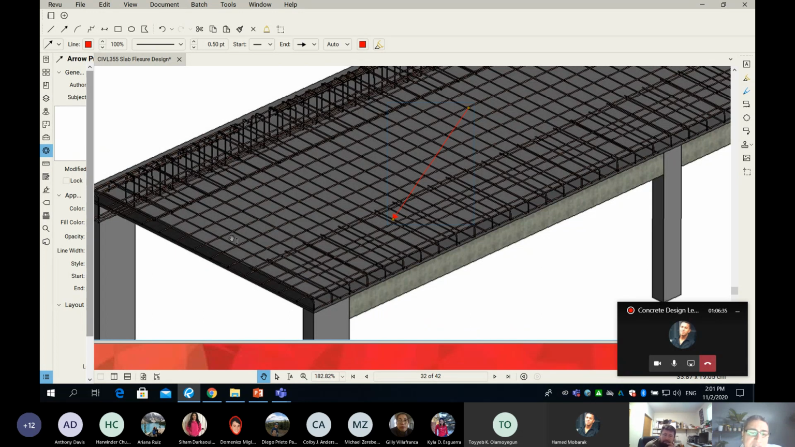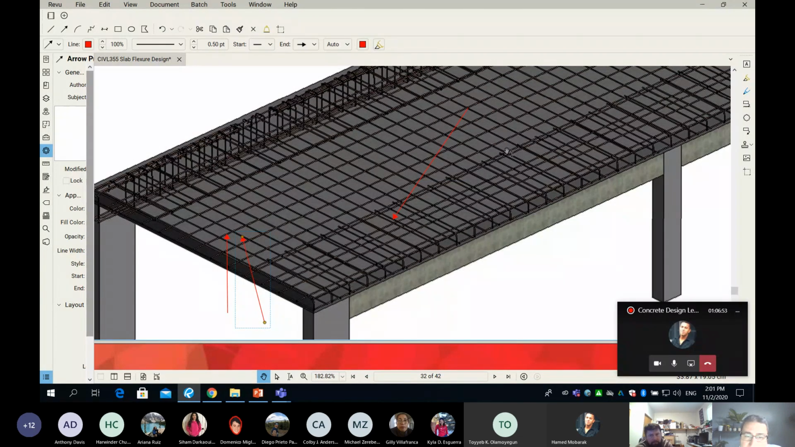And then finally, this one here is your transverse. This one is a transverse, and this one is the main. Does it make sense for you? The main will go into the main direction, and the transverse will go perpendicular to the main direction. Is that clear, guys? Yeah, that's clear.